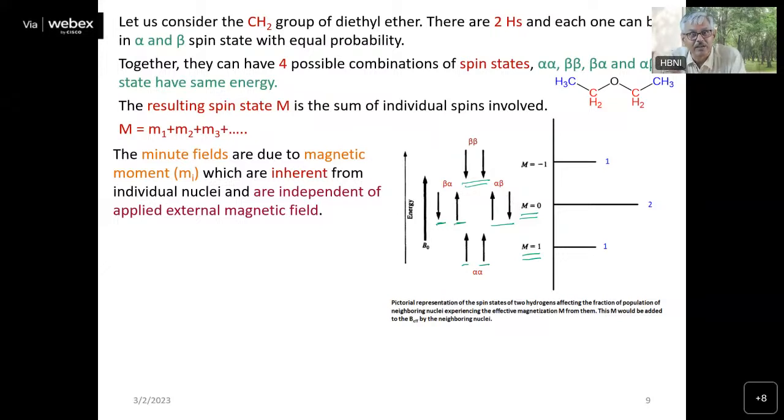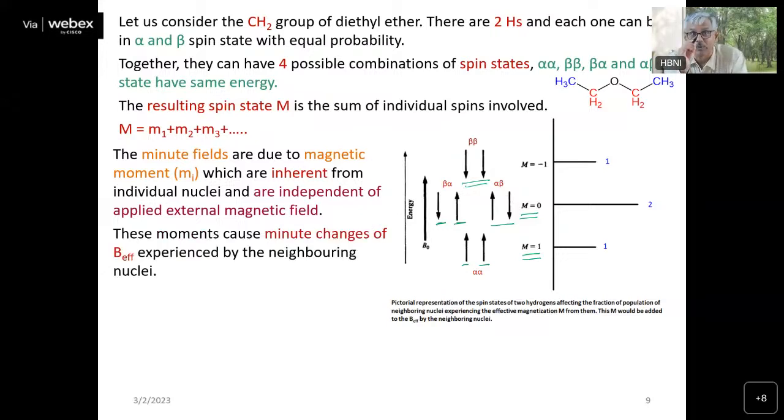They are different small quantities of magnetic fields which are inherent from the individual nuclei and are independent of the external magnetic field. That's why you can see the J values are always constant. Why? Because they are inherent from the individual nuclei. They have nothing to do with this alpha and beta, nothing to do with the applied magnetic field. Their magnetic moments are independent of the magnetic field. That's why the J value remains constant. Again, we'll come to that.